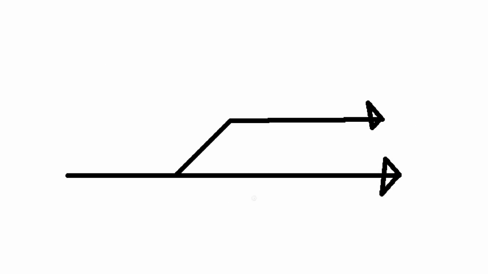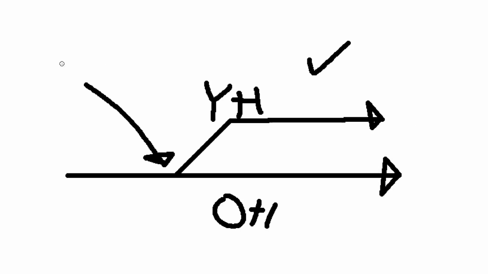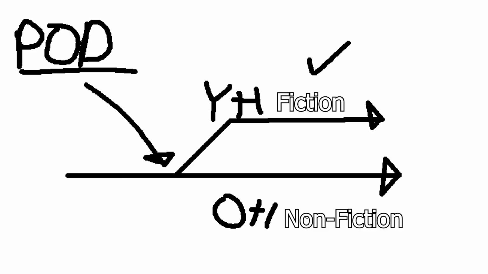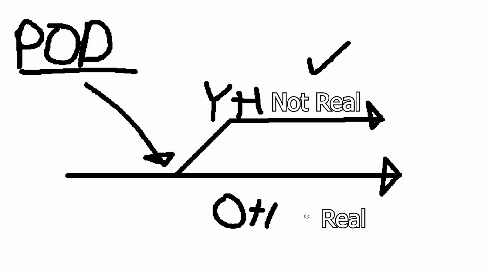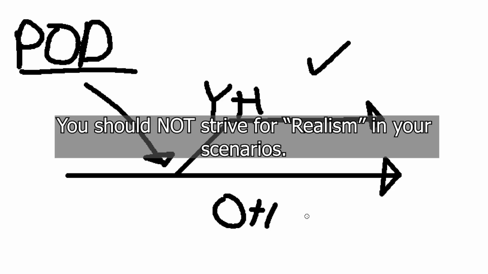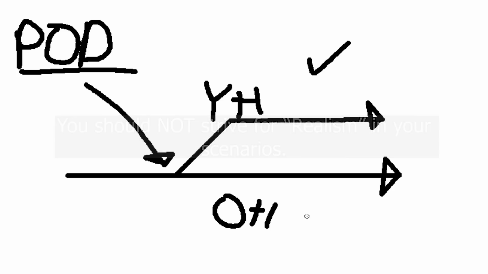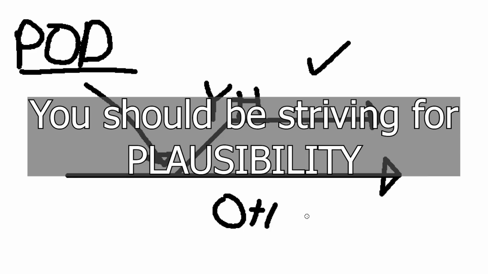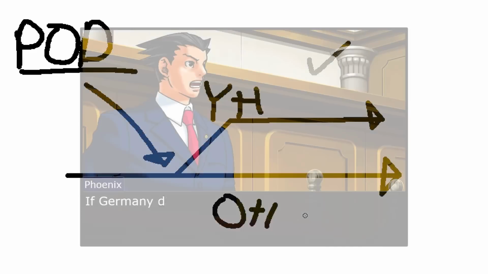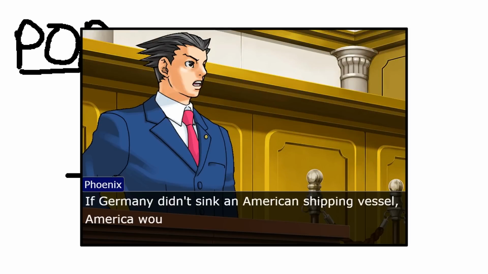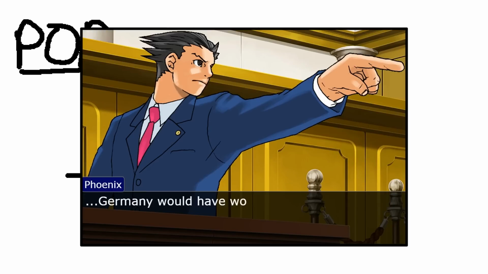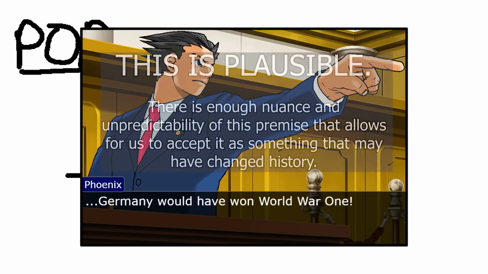If you take a historical event and make it happen differently than in our timeline, it's fictional. Now it is not real. Therefore, you should not be pursuing realism when making an alternate timeline. Instead, you should be striving for plausibility. Plausibility means that the theory that you're proposing, for example, if Germany didn't sink an American shipping vessel, America would not have joined the First World War, and because of that, Germany would have won World War I, is plausible.